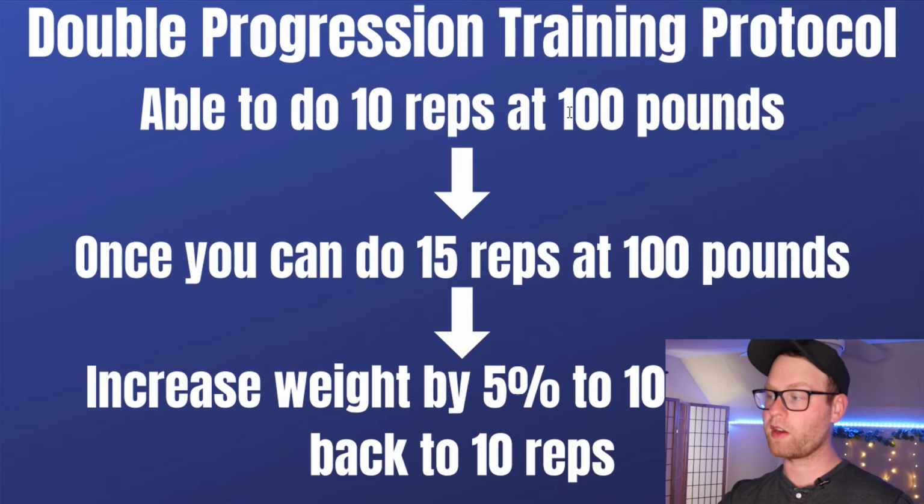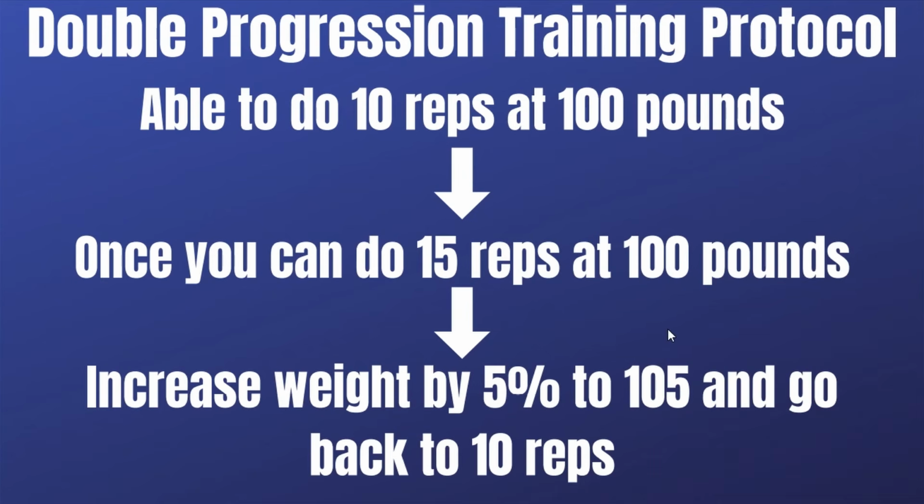Before increasing the weight here, this 100 pounds, what I want to be able to do is 15 reps. So essentially, I'm just going to keep grinding away at this 100 pounds until I can do 15 reps at 100 pounds. Once I can do 15 reps at 100 pounds, I'm going to increase the weight by 5% up to 105, and then I'm going to go back to doing 10 reps again. And basically you just keep repeating this cycle and adding reps and adding weights, and that is how this double progression training protocol works. Again, nothing you need to memorize, but something that's probably good to understand.